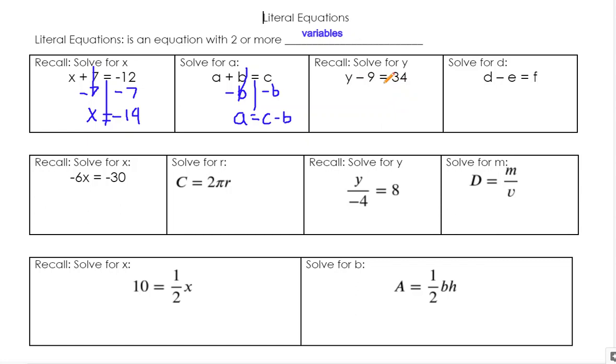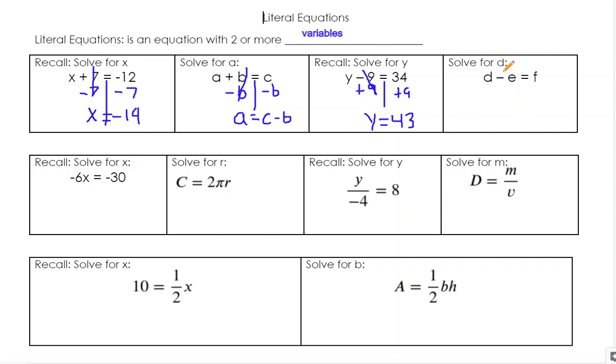All right, so y minus 9. How would I get y by itself? Well, I would do the inverse operation. I would do plus 9, right? So then I would cancel those out, and that would leave me with y. And I would do the same thing to this side. I would do 34 plus 9, and that would give me 43. So I'd have y equals 43.